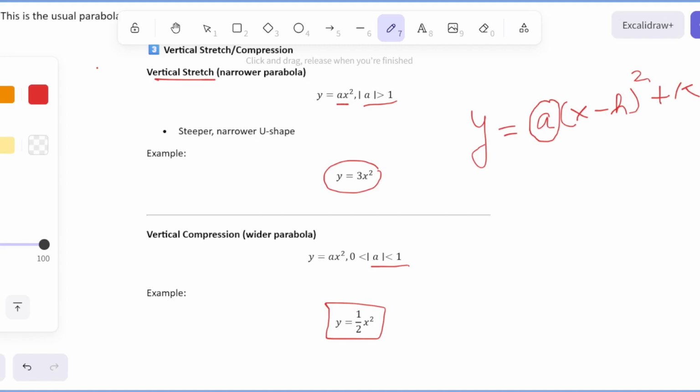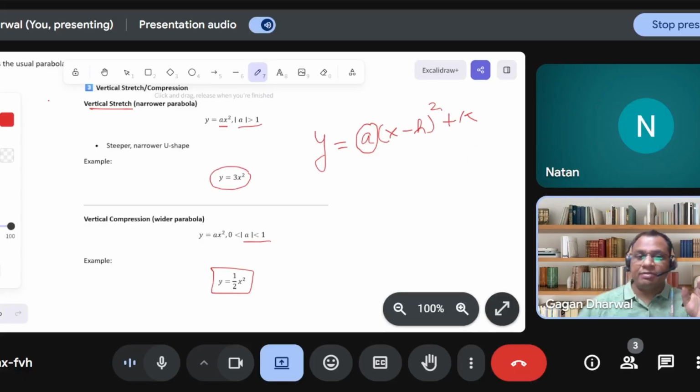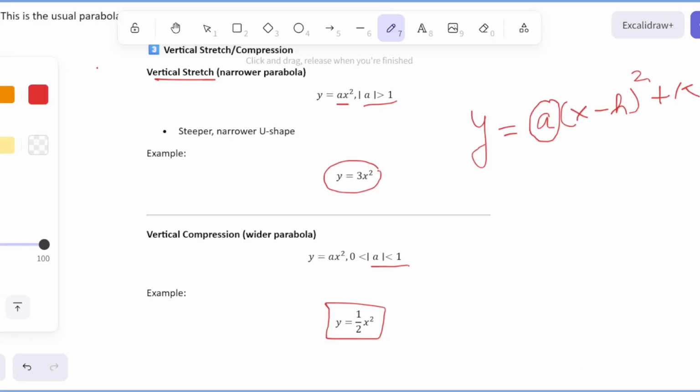And h will tell you about the horizontal shift, and k will tell you about the vertical shift. The sign of A will tell you whether the parabola will be upside or downside. The value of A will tell you whether there will be a vertical stretch or a vertical compression, right? So if the A value is greater than 1, as we have seen, it will be a vertical stretch. And if the value of A is less than 1, you will find a vertical compression. Is that clear?